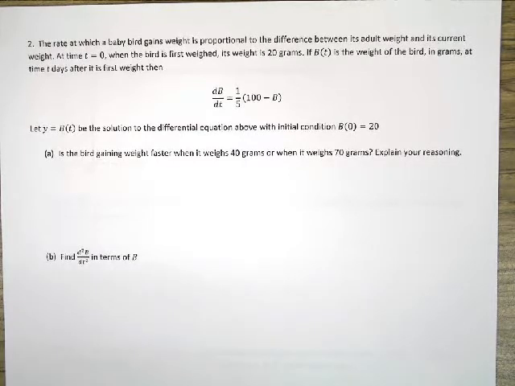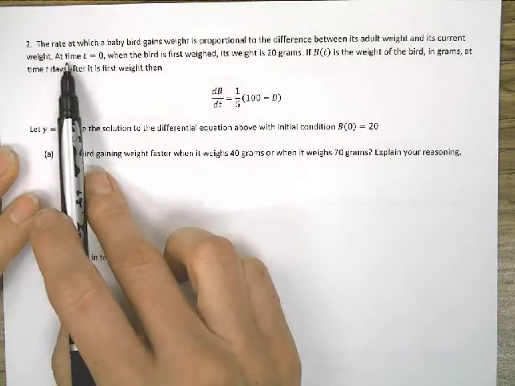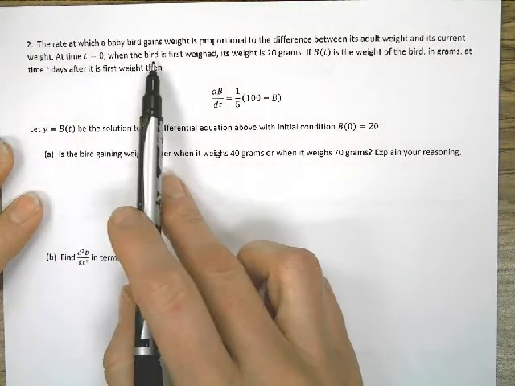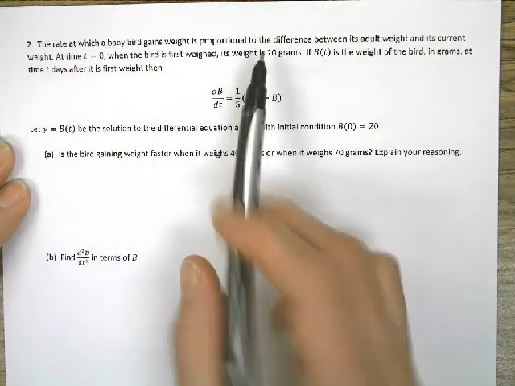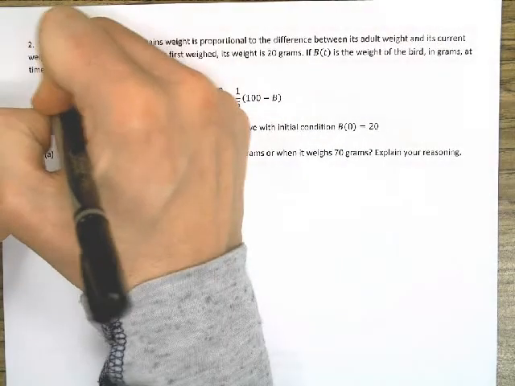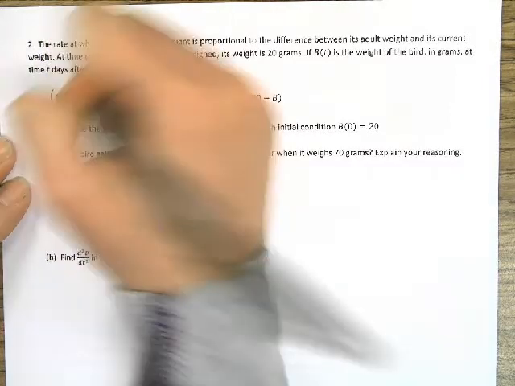All right, so now it tells us the rate at which a baby bird gains weight is proportional to the difference between its adult weight and its current weight. So at time t equals 0, when the bird is first weighed, its weight is 20 grams. So what I'm picking up here is an initial condition of 0, 20.